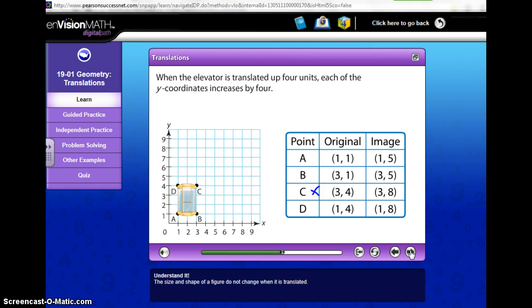When the elevator gets translated up 4 units, each of your y coordinates increases by 4. Do your x coordinates change at all? Okay, this was 3, 4. My other one was 3, 8. 3, 4, 3, 8. Do your x's change or do your y's change? Your y's change. Remember, the second number, that's your y. The first number is your x.